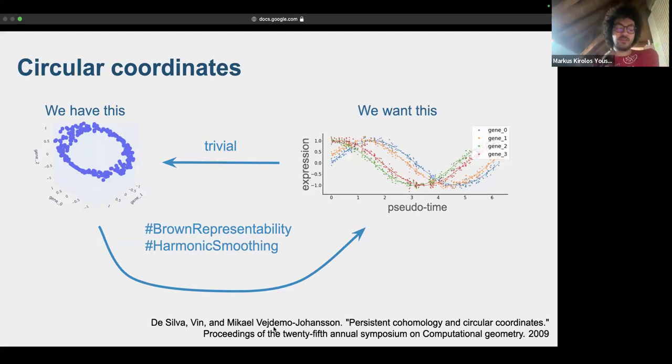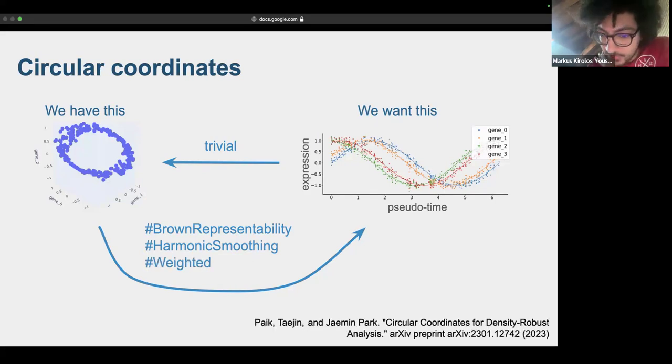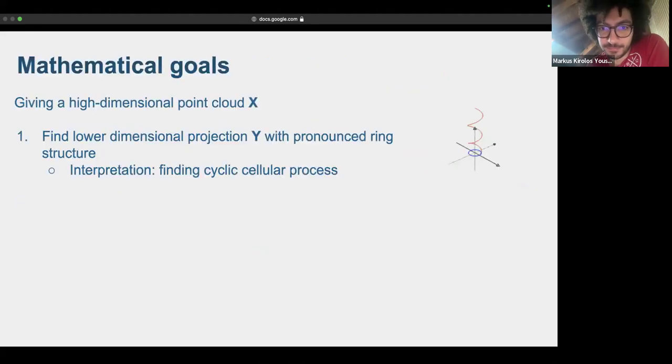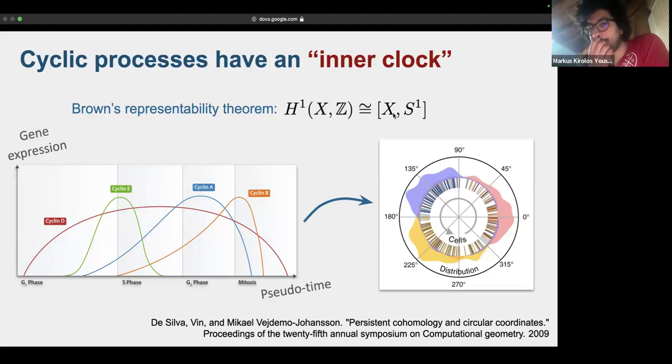This circular coordinates approach is something people have been working on since 2009. Roughly, we use the Brown representability theorem. This still doesn't give you a concrete function from your space to S1, but it gives you a class of homotopy equivalent functions. And the question is, how do you choose one that makes sense? It turns out there is one unique, canonical representative that comes out from what they call a harmonic representative of homology classes or cohomology classes.